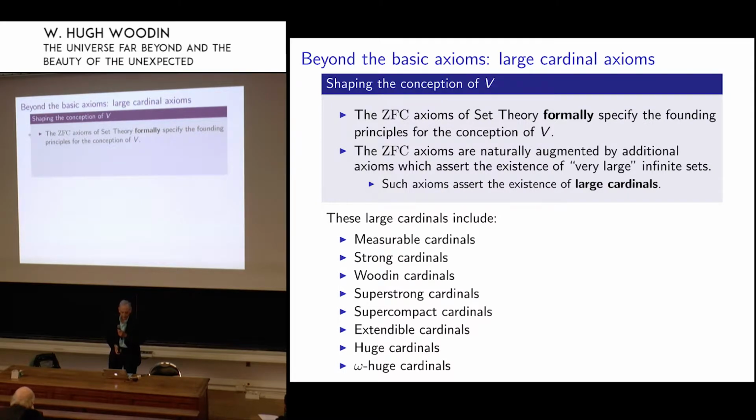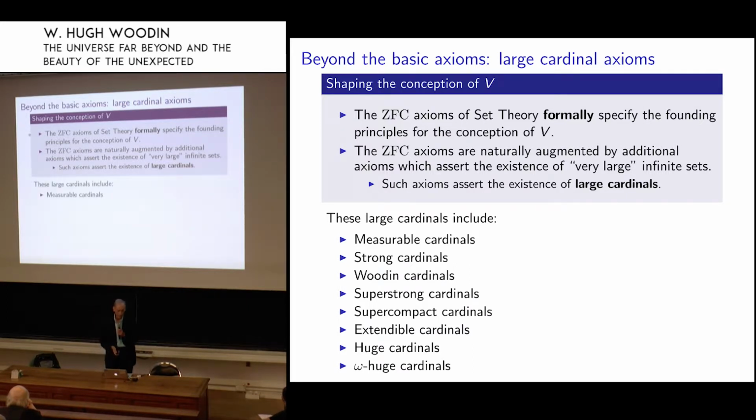All right, what about the axioms? This is shaping our conception of V. The ZFC axioms are the formally specified founding principles for the conception of V. I'm not going to list the axioms. Now, these axioms can be augmented by additional axioms which assert the existence of very large infinite sets, and we've already seen those in some of the previous talks. Such axioms assert the existence of large cardinals.